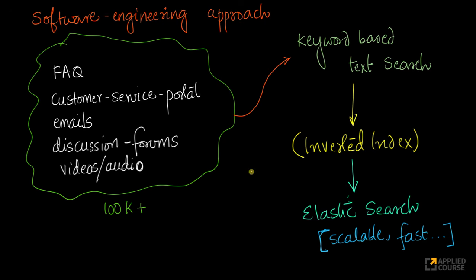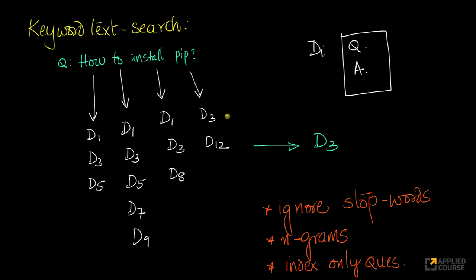Now let's look at it, right? So a typical software engineer, the software engineering approach to this is as follows. Imagine that this is the repository of all the data that I have. The typical software engineering approach to this is, let's do a keyword-based text search, right? So a keyword-based text search basically looks like this, okay?